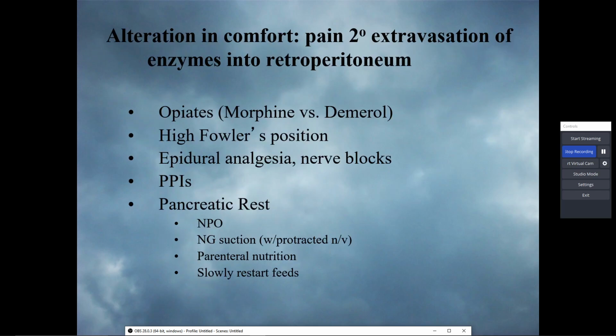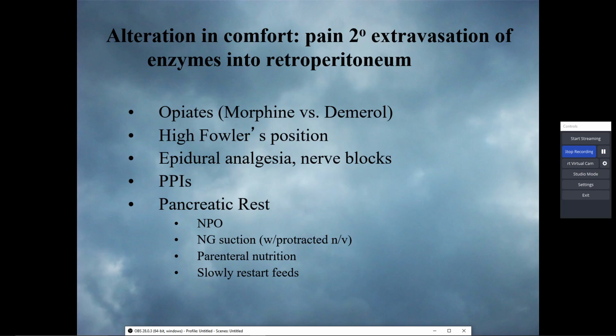So, fun facts. Let's talk about pain management in these particular patients, and because of what's actually happening due to extravasation of enzymes and enzymatic degradation. Most of the time, we're going to use morphine, if I'm being quite honest. High Fowler position is usually the most comfortable. If your patient's not tolerating, and this is more of a nursing note on the side, if your patient is not tolerating high Fowler position, another position that you can use is almost like a pseudo-fetal position on their side, knees drawn up toward the chest.